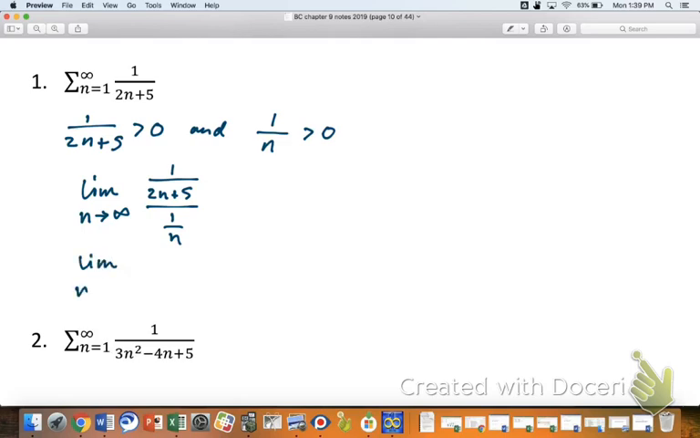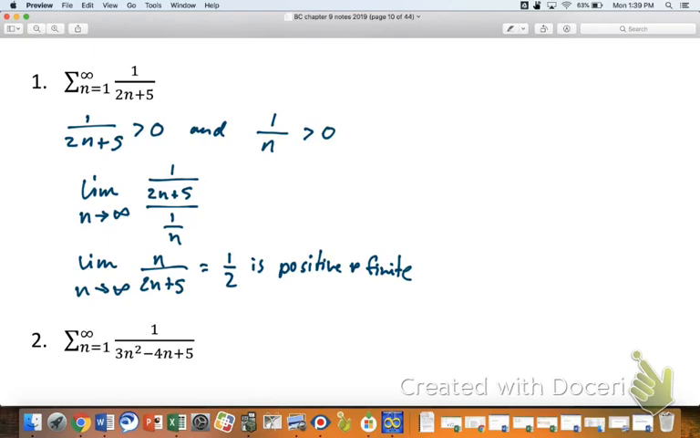Whenever you have a fraction divided by a fraction, what's that little pattern we use? Flip. Yeah, copy dot flip, copy dot flip. So wouldn't this give me n over 2n plus 5? Using the old pre-calc trick, that's 1/2, isn't it? So that number is positive and finite. So here's what that means. Since that limit's result is positive and finite, whatever my 1 over n series does, the one that I'm trying to work with will do the same thing.